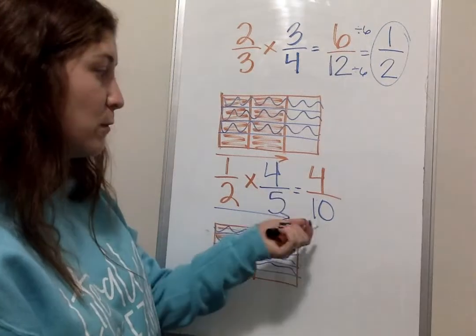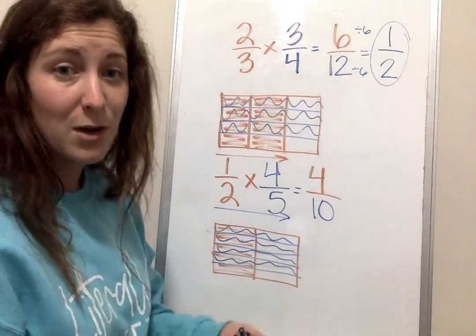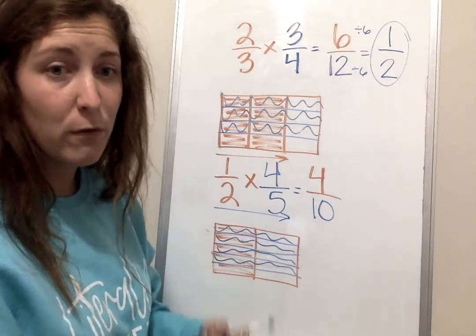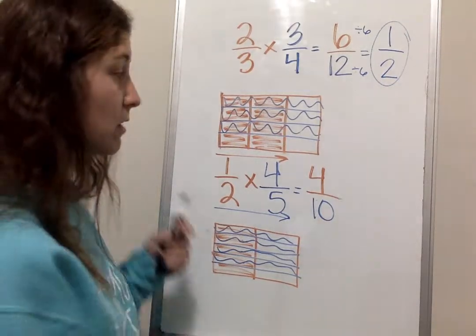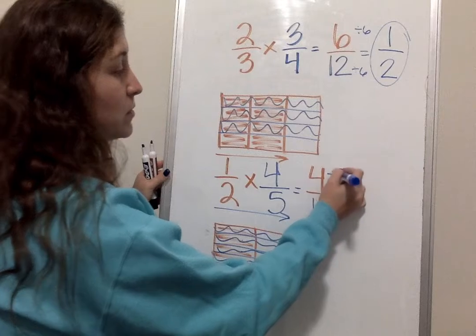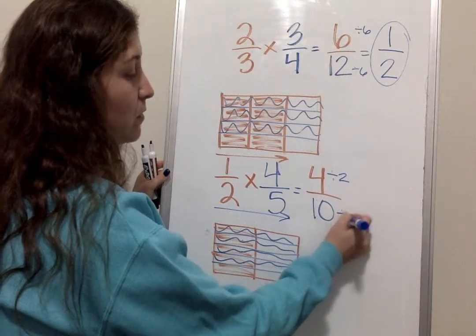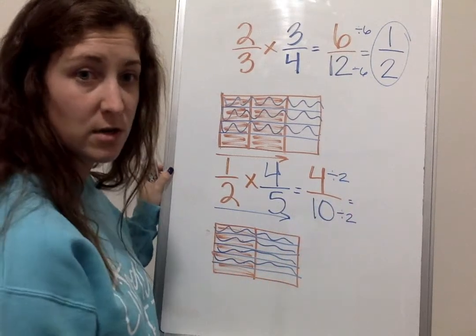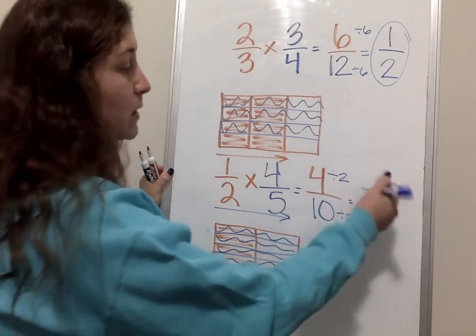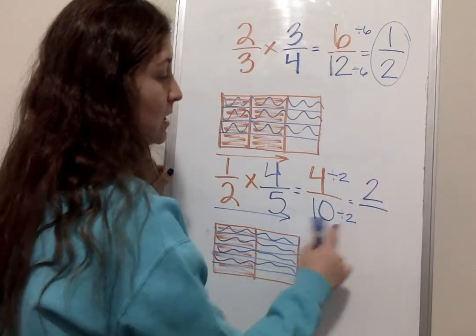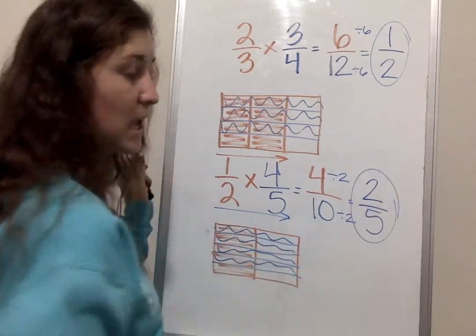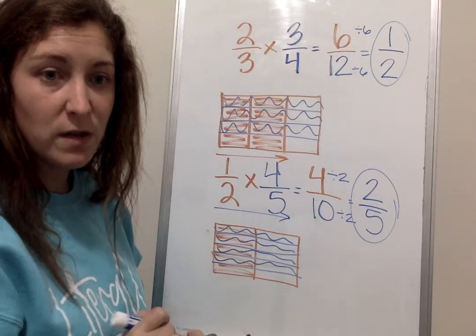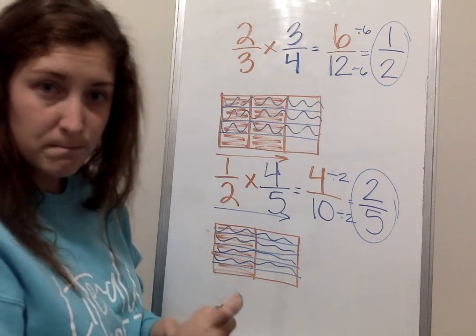This fraction, 4/10. Well, I know that both 4 and 10 are even numbers. So therefore, I am able to divide both of those numbers by 2 because they're even. So 4 divided by 2 is 2. 10 divided by 2 is 5. That means the answer here is 2/5 in simplest form.